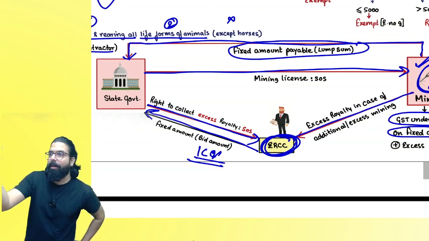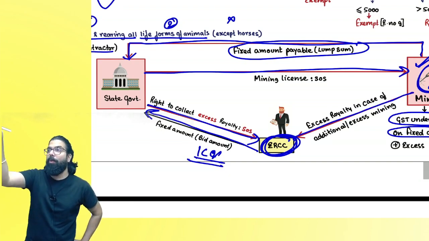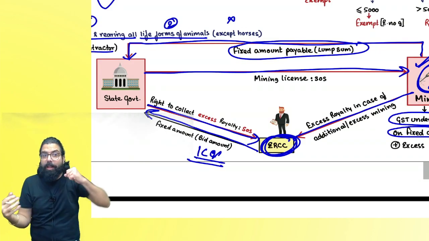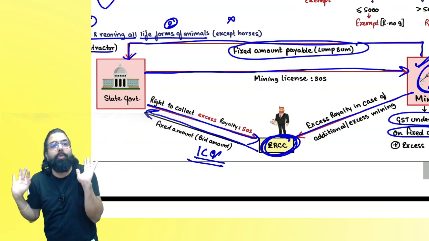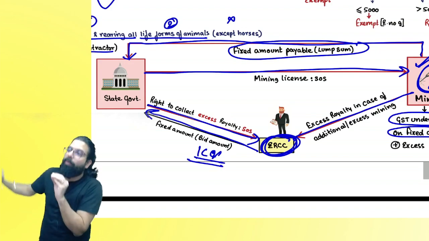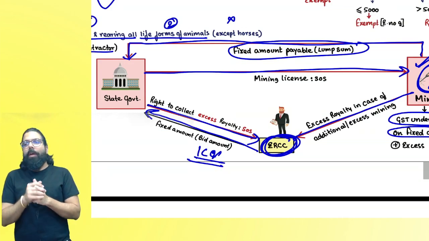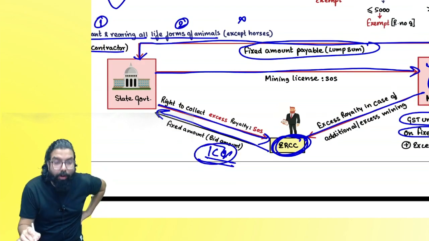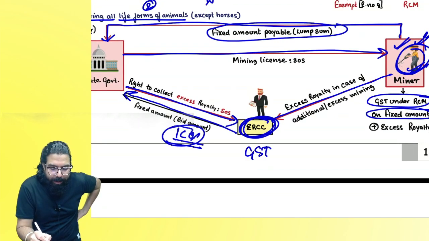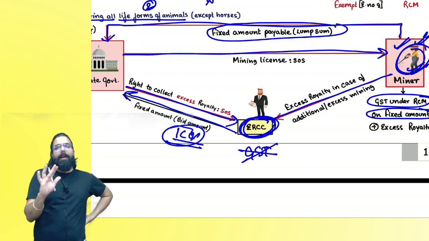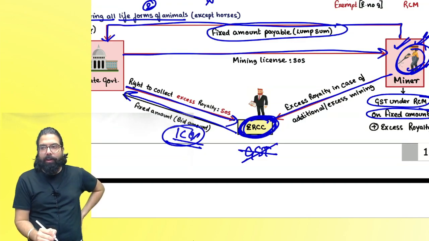Are we clear? And he will go to everyone. Hey miner, give me 50 lakh, your excess royalty. Hey, you miner, you give me. So he will collect from all the miners and per annum he will give one fixed sum to the government. That amount which is given to the government is exempted from GST. He is giving 1 crore, and on this he will not be required to pay any GST under RCM. Are we clear? Because he is also a business entity only, no? Can I go ahead?